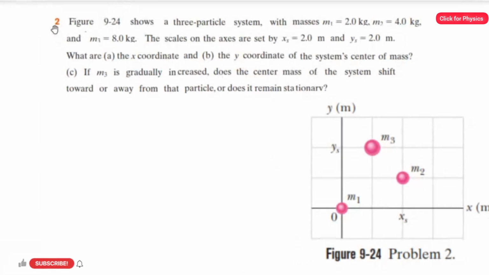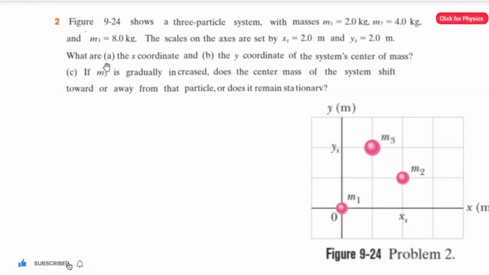Problem number 2. The figure shows a three-particle system with masses m1 equal to 2 kilograms, m2 equal to 4 kilograms, and m3 equal to 8 kilograms. The scales on the axes are set by xs equal to 2 meters and ys equal to 2 meters.